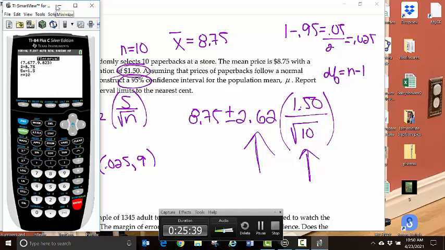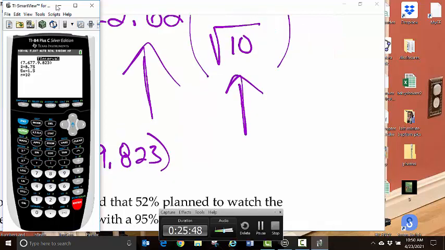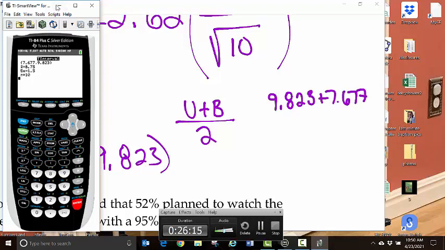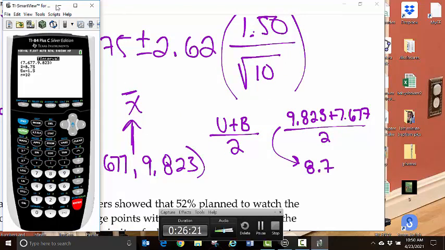Margin of error then, if you just put it into the calculator, how would you find the margin of error? Or how would you find the x-bar if we didn't have it? What if they didn't tell us that the average was this? They just gave us the interval. Wouldn't you do upper plus the lower divided by 2? 9.823 plus 7.677 divided by 2 better get you back to that $8.75.